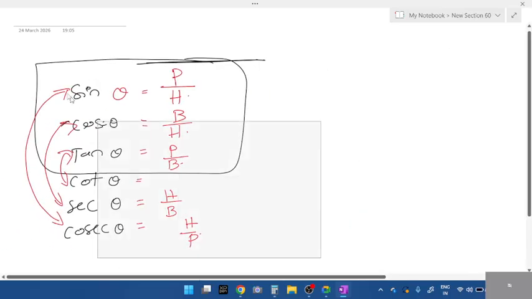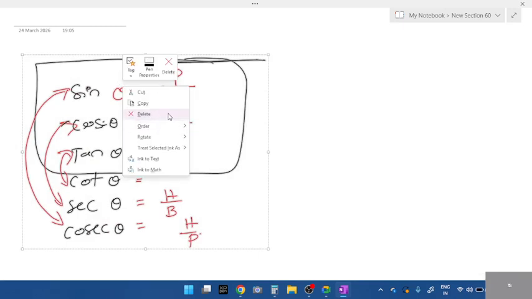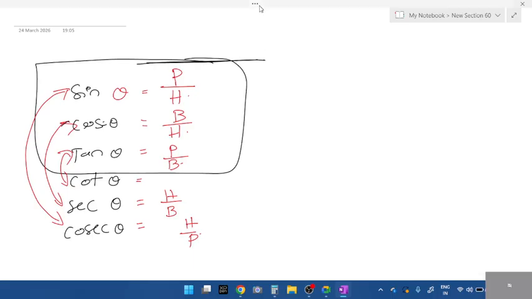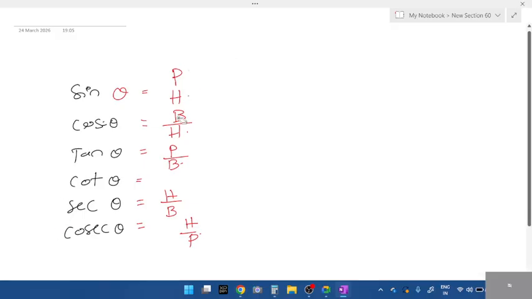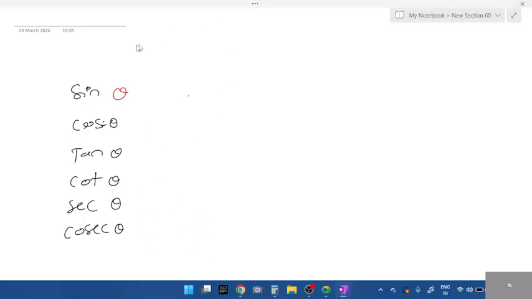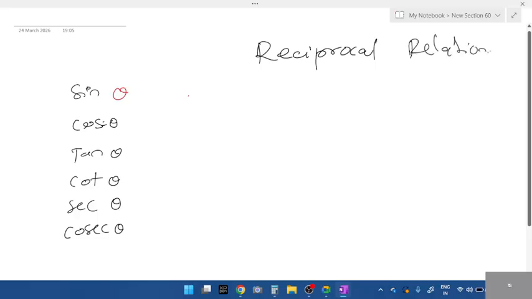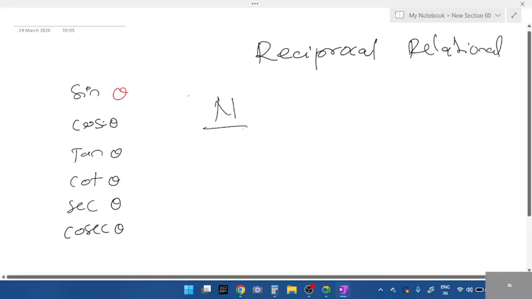MCQ questions. Next one. These are the ratios, students. Remember this order, all of you: sine, cos, tan, cot, sec, cosec. Next, reciprocal relation. What do you mean by reciprocal relation? What is reciprocal, students? Numerator by denominator becomes denominator by numerator. If I write 3 by 5, if I want to reciprocate, it becomes 5 by 3.